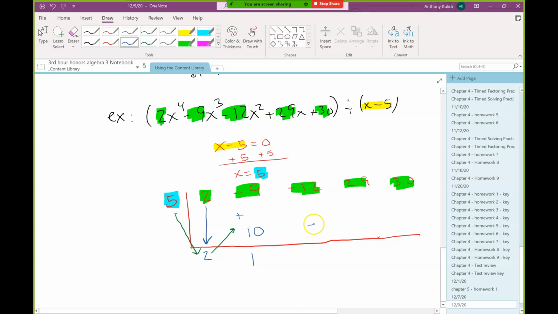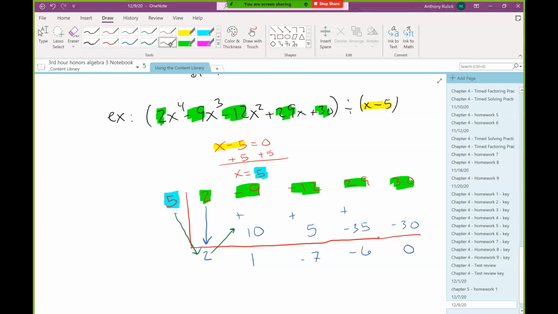So 5 times 1 is 5. And then if I add down, negative 12 plus 5 is negative 7. 5 times negative 7 is negative 35. And we add down and it's negative 6. And 5 times negative 6 is negative 30. I add down and it's 0. And we're done. The division is over.